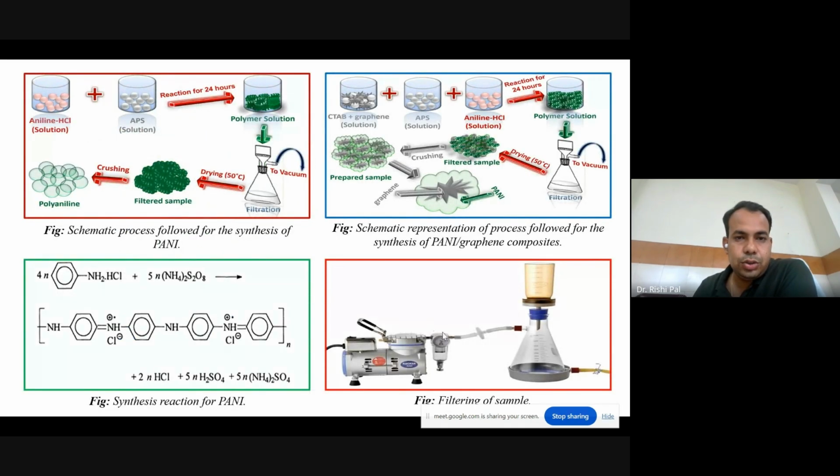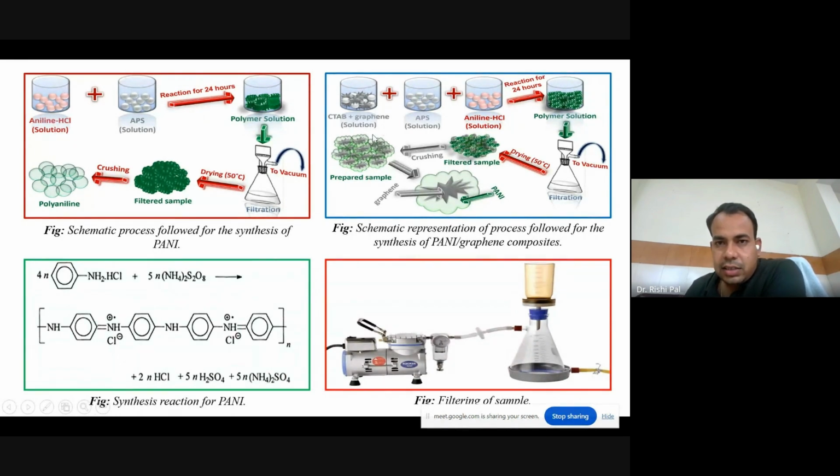The first figure shows how we can prepare the polyaniline. Here we use aniline hydrochloride as a monomer, and APS, ammonium persulfate, as an oxidant material. We prepare an aqueous solution of these two. After that, they are mixed for 24 hours to complete the polymerization reaction. Then we filter it, then dry, and then final filtrate. After that, we crush the powder. So we prepare this powder in a nanocomposite form by using the surfactant CTAL.